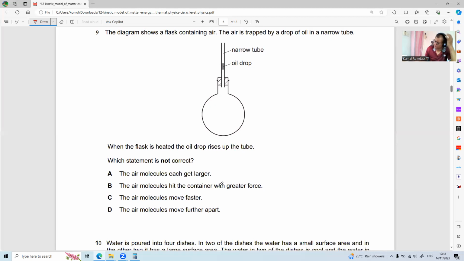Ça n'est pas normal. Air molecules reste air molecules. Pour moi, ça n'est pas correct. Enfin, ça c'est la réponse.